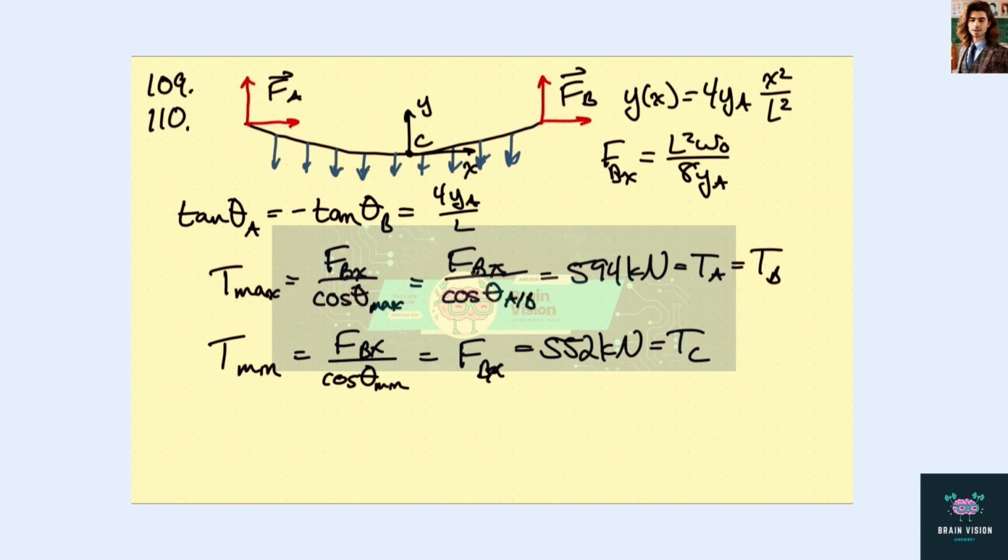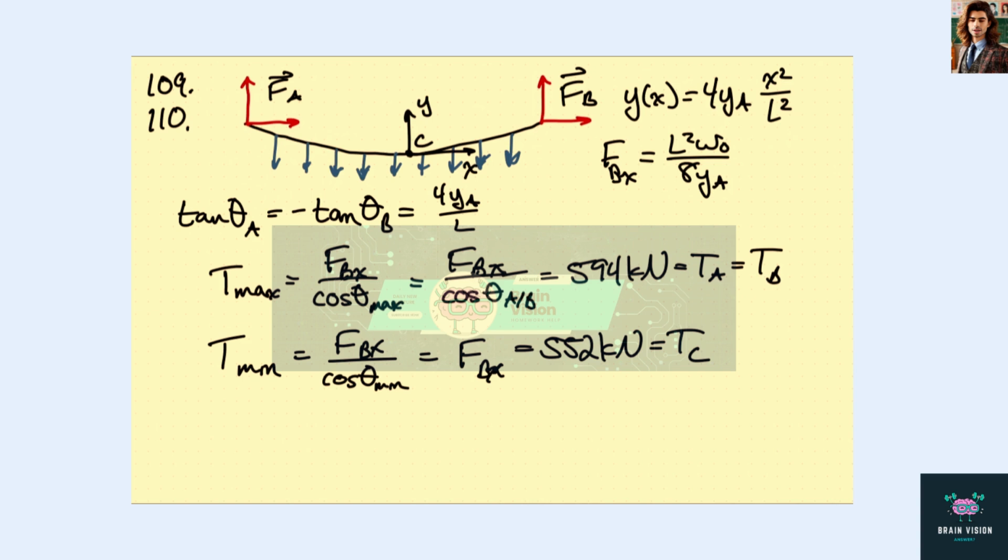Now we can find that angle theta A because we know what y_A is and we know L. Plugging everything in, we know what this is. Just remember to multiply by g because we're given a mass per unit length. In the end, we come up with that the tension at either of these points is the maximum, and it is 594 kilonewtons. So that's the answer for problem 109.